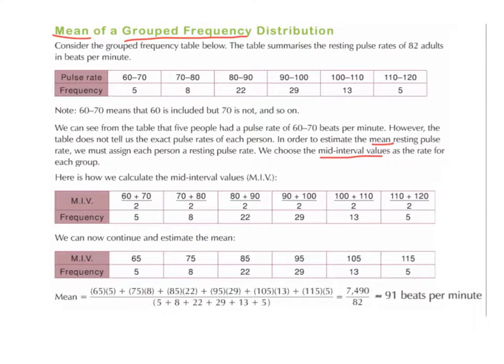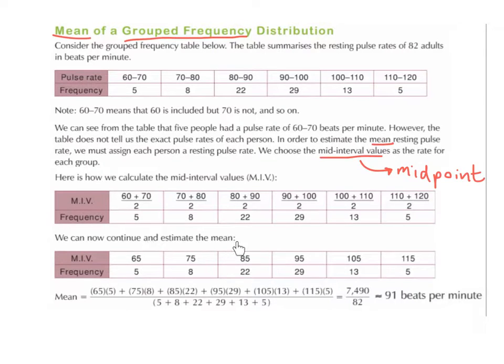Another word for mid-interval value is midpoint. So here is how we calculate the mid-interval values, known as MIV for short. We take the interval, so for example 60 to 70, we add them together and divide by 2. And we do that for each of the intervals. So we're going to have 70 plus 80 divided by 2, 80 plus 90 divided by 2, 90 plus 100 divided by 2, 100 plus 110 divided by 2, and 110 plus 120 divided by 2. The frequencies stay the exact same.